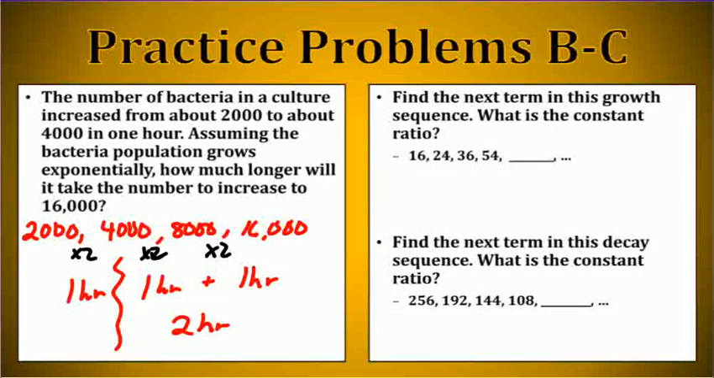Next part, find the next term in this growth sequence. What is the constant ratio? So we need to figure out how you go from 16 to 24 to 36 to 54.